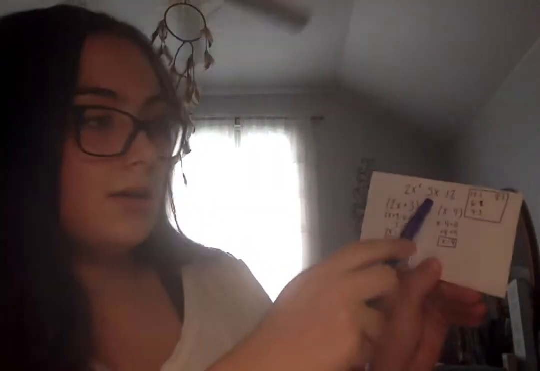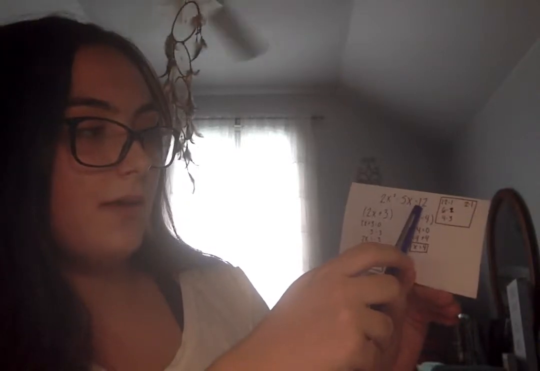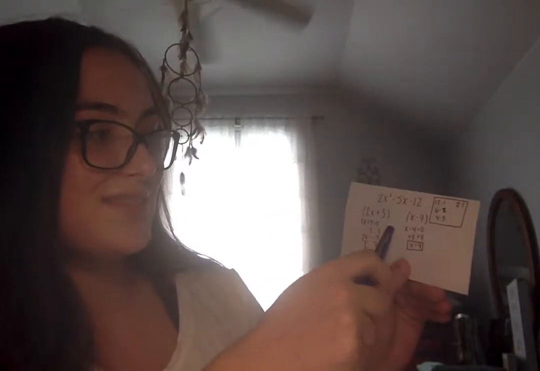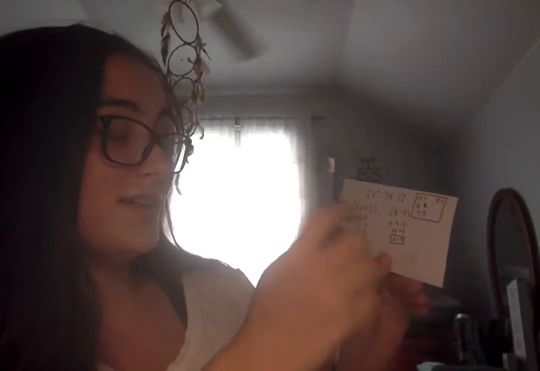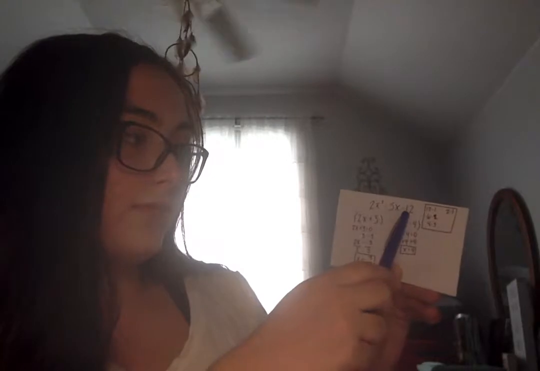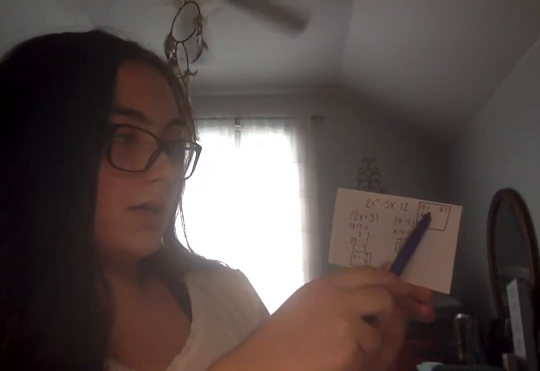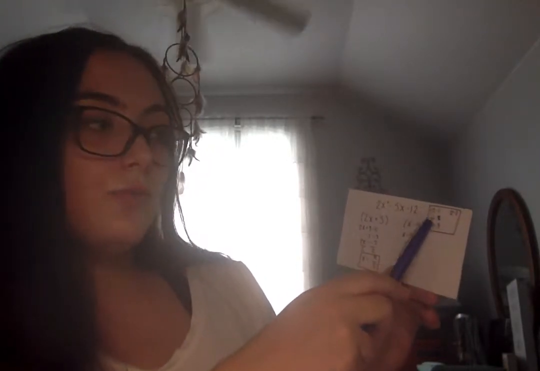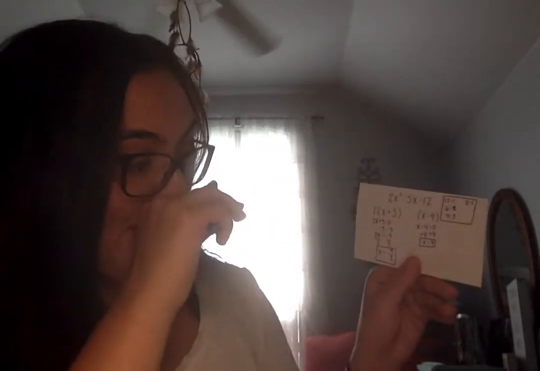Finally, for the last one, we have 2x squared minus 5x minus 12. And here we're trying to find the exact factored form, x plus or minus something times x plus or minus something, so that when you multiply this out, you get this exact equation. So here we're going to find the factors of 12. You're going to get 12 and 1, 2 and 6, or 4 and 3. Here we're going to use 4 and 3, and I'll show you why.